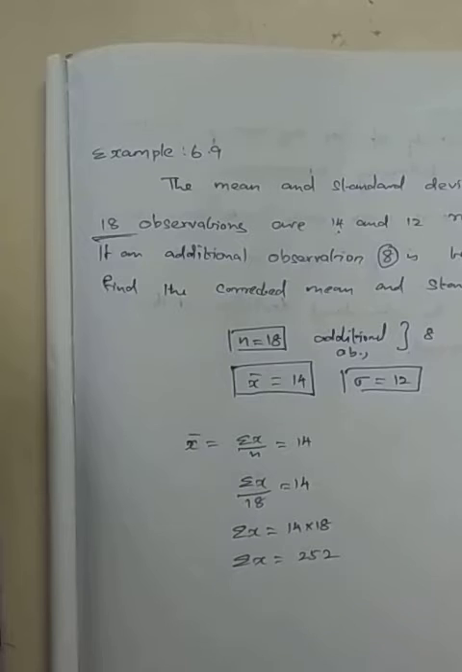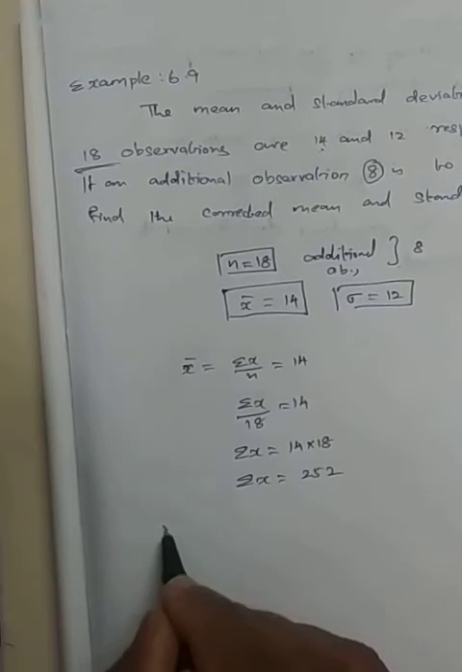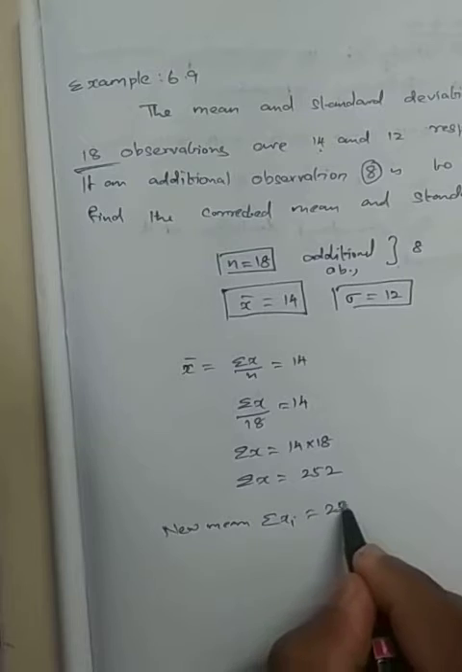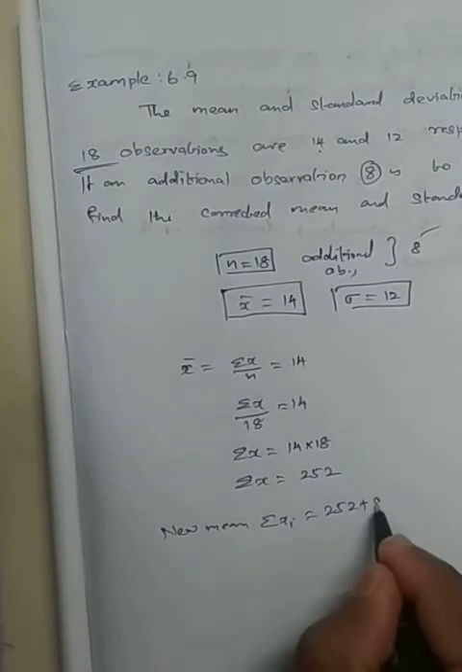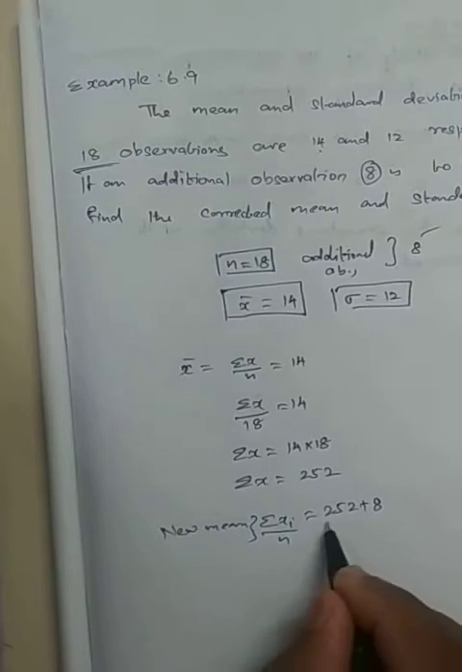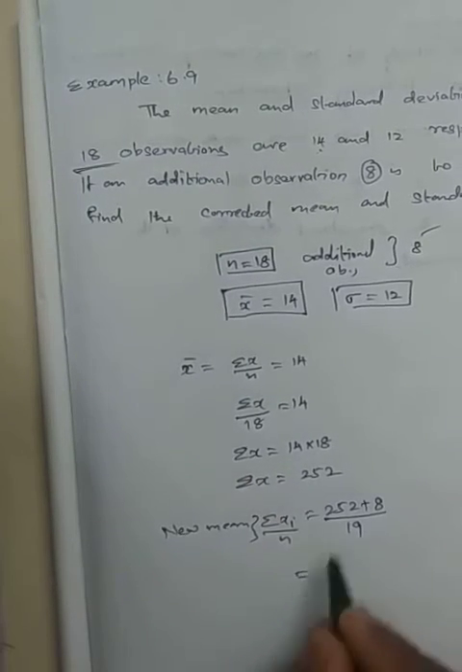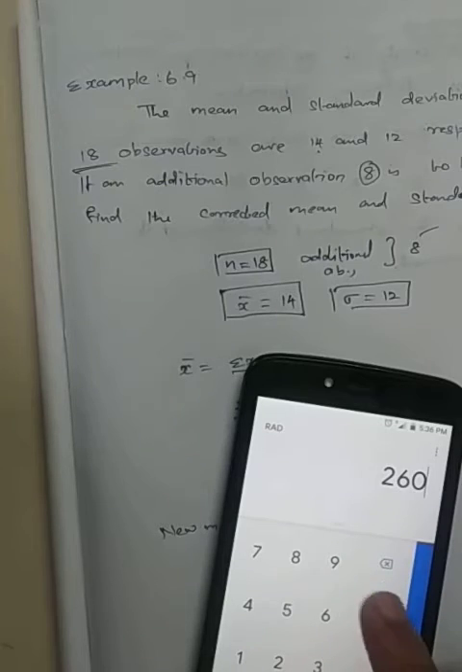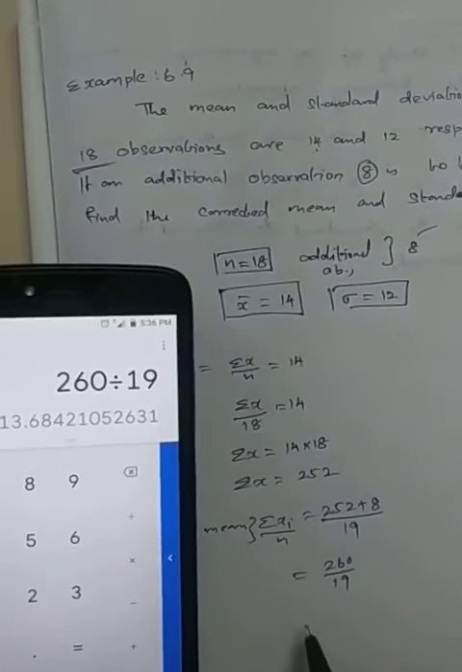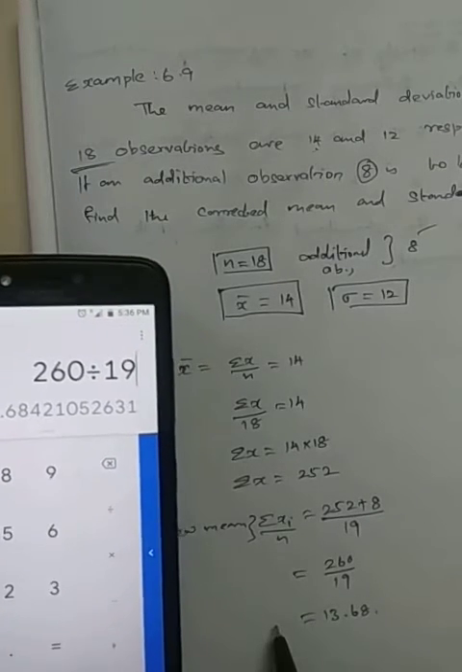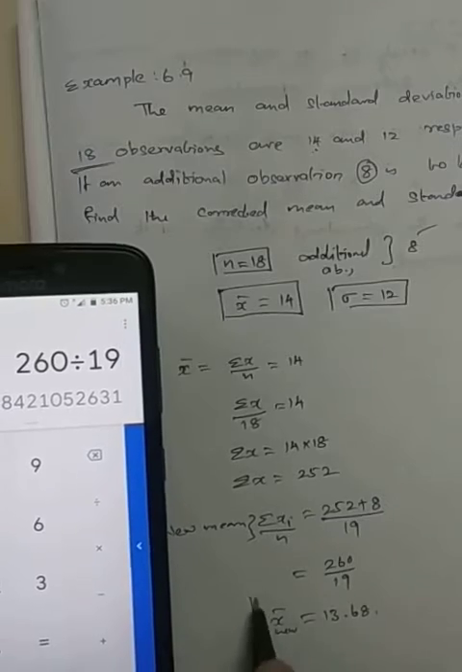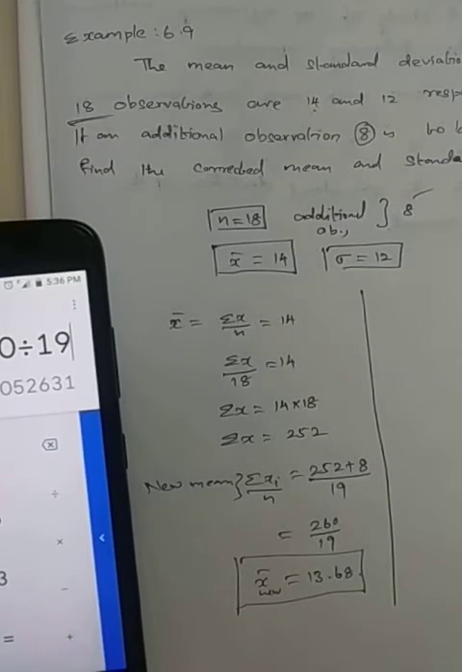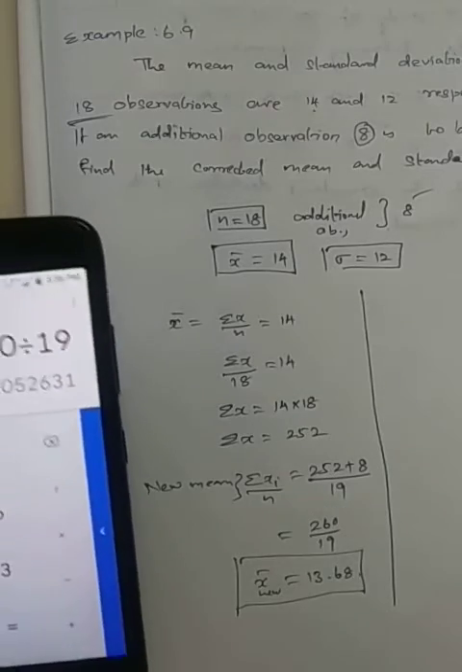Okay, so now this is a summation value. So the new mean equals summation x, which is 252, plus the new observation 8, divided by n, which is 18 plus 1, 19. So 260 divided by 19. I am doing 260 divided by 19 now. 13.68 will come. So that is the new mean, x bar new, I am writing here for understanding purposes. Is it clear? So 13.68 is the new mean.